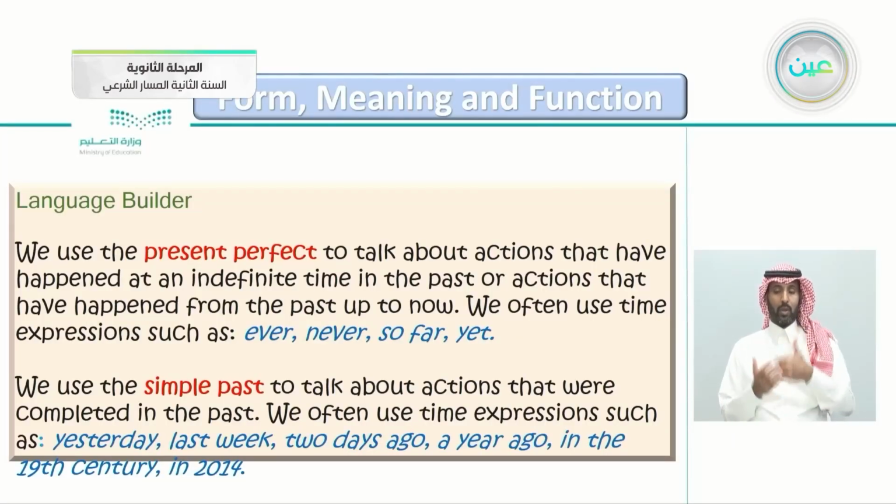Another language builder here: we use the present perfect to talk about actions that have happened at an indefinite time in the past, or actions that have happened from the past up to now. We often use time expressions such as ever, never, so far, or yet. We also use the simple past to talk about actions that were completed in the past. We use simple past with actions that are done, completed. We often use time expressions such as yesterday, last week, two days ago, a year ago, in the 19th century, in 2014, and so on.